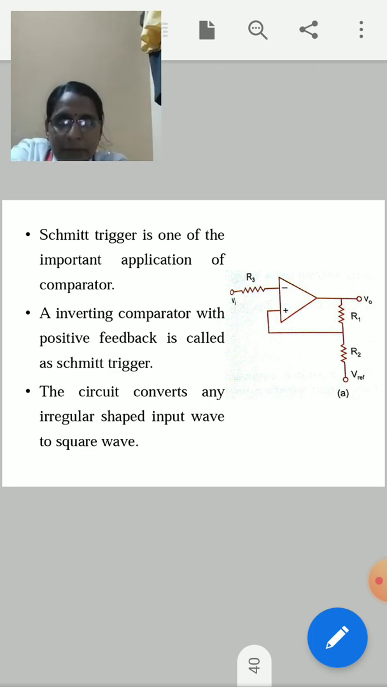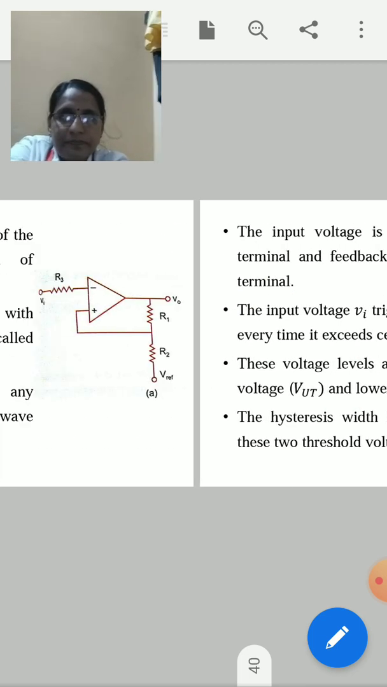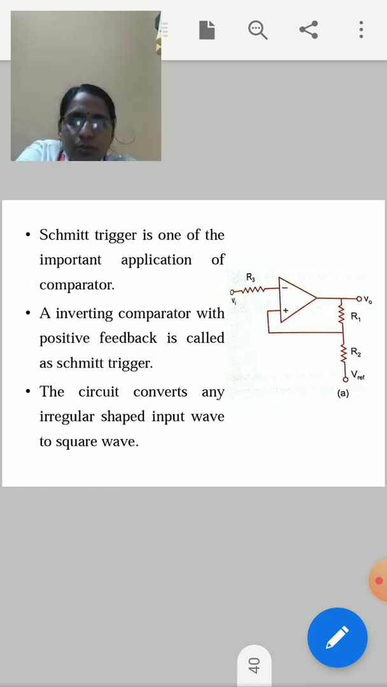An inverting comparator with positive feedback is called Schmitt trigger. The inverting mode produces opposite polarity output. This is fed back to the non-inverting input, which is the same polarity as that of the output. This makes positive feedback. When Vin is slightly more positive than V reference, the output is minus V saturation level.